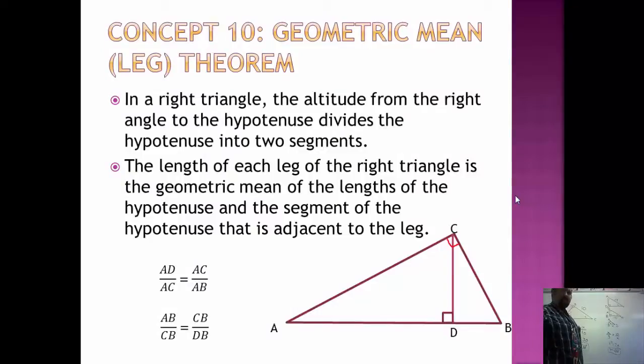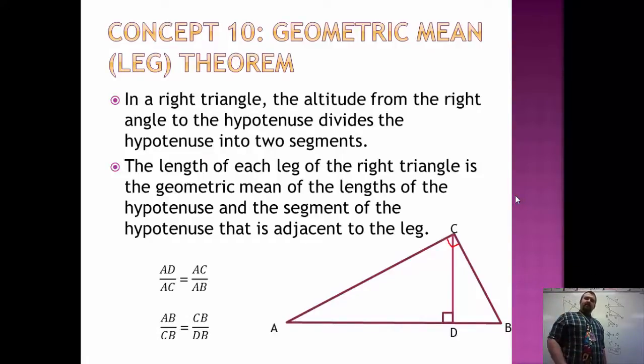Alright, that being said, there's another geometric mean theorem. It's called the geometric mean leg theorem. In a right triangle, the altitude from the right angle to the hypotenuse divides the hypotenuse into 2 segments. That's still true. Okay, so in the picture, AD and DB are my 2 segments. The length of each leg of the right triangle is the geometric mean of the lengths of the hypotenuse and the segment of the hypotenuse that is adjacent to the leg. A lot of words, but what does that mean?